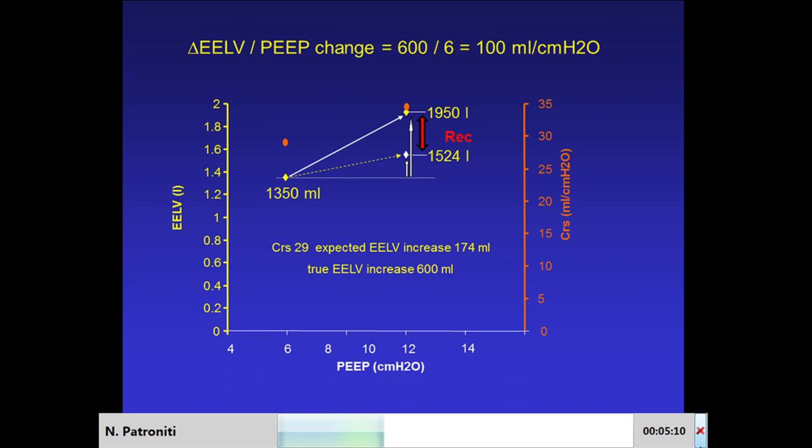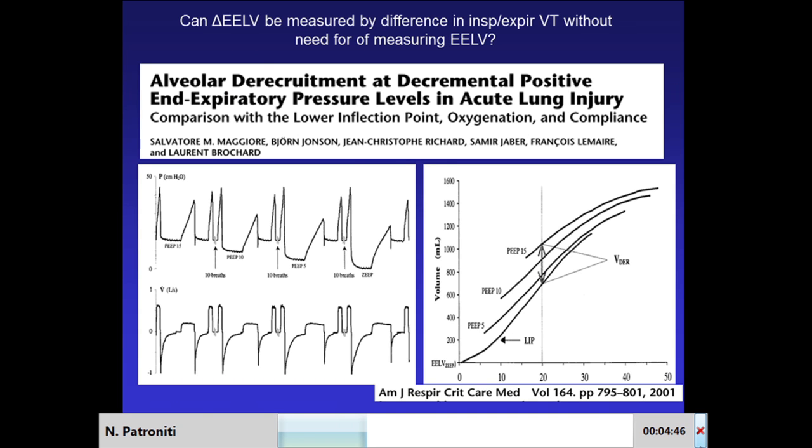Now, one would say, well, why do you have to measure the end expiratory lung volume? If I have a spirometer and a good ventilator, I can just measure the change between the 2 PEEP levels, on inspiratory and expiratory volume, and I have the same value. That's what Salvatore Maggiore and again the Brochard did in this study. They have a decremental PEEP level, and they just measure the change in and out of the volume to get how much volume was going out. And they built up the same technique with the pressure volume curves.